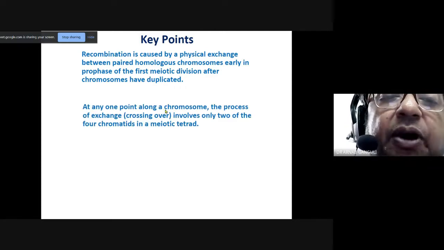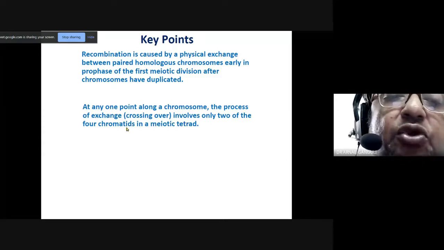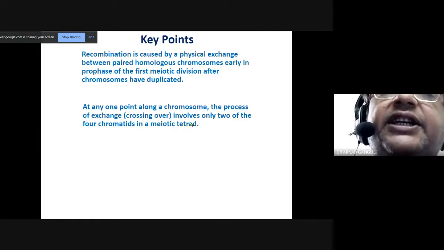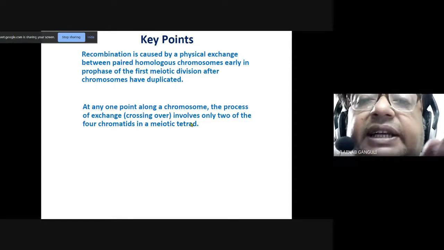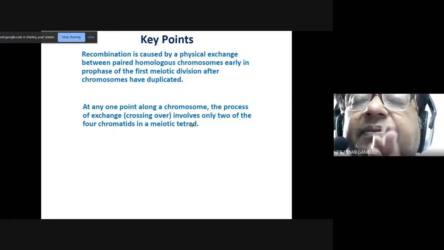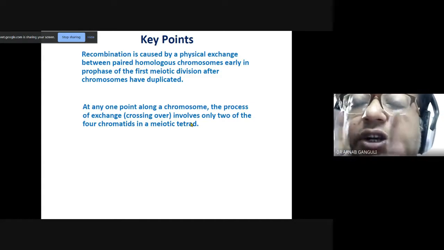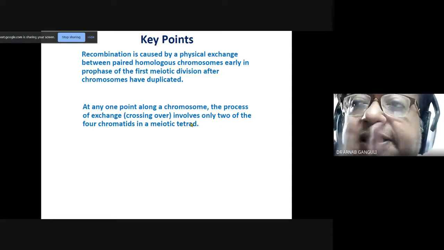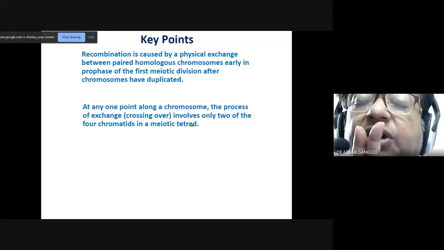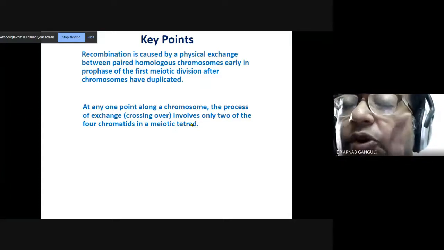At any one point along a chromosome, the process of exchange, that is crossing over, involves only 2 of the 4 chromatids in a meiotic strand, the tetrad. So there are 4 strands, 2 from father, 2 from mother. It can never be that both the father and mother chromatids are crossing over at the same place. Only 2 of the 4, among the non-sister chromatids, one of the father and one of the mother, can cross over at the same point. At a different point, it can happen with the other 2, but at the same point, only one can happen.